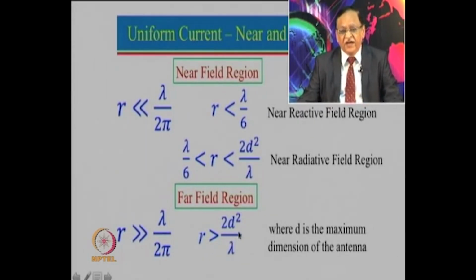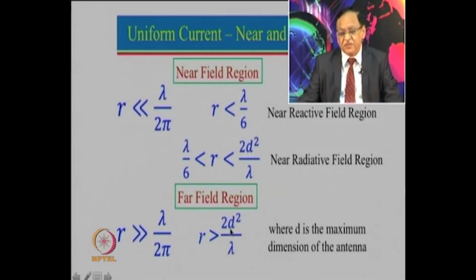So let us just take an example here. Suppose we take an example of, let us say, a lambda by 10 dipole antenna. If I put lambda by 10 here, that will be lambda square by 100, and the quantity will be reduced to lambda by 50. Now we cannot say that r greater than lambda by 50 will satisfy the far field region criteria, because we also have another criterion, which is lambda by 2 pi. So do not always go with this equation. This equation along with this equation defines the far field region.